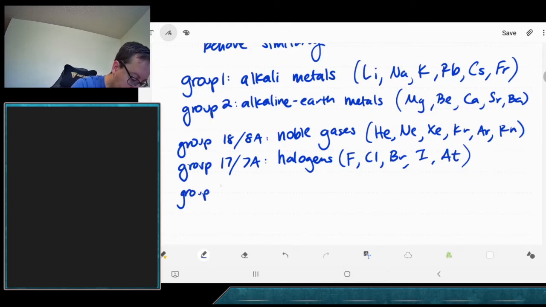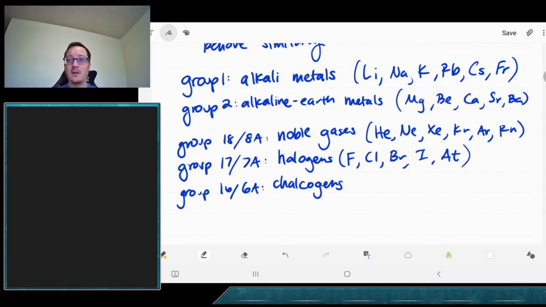that we have a special name for are called the chalcogens. Except I can't spell chalcogens. This is a less common name. If anything, learn those first four. This one is a little bit less common. Nobody really says the chalcogens, but everybody says the halogens and alkali metals and all that.